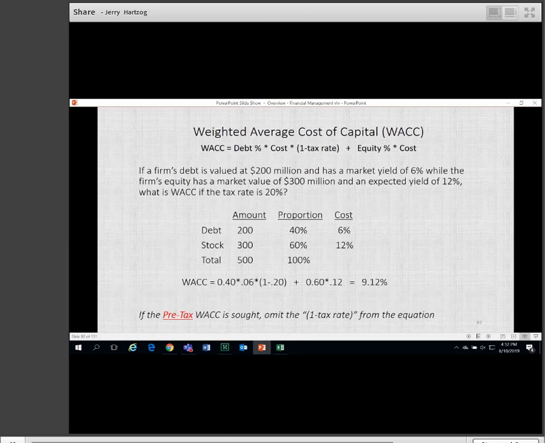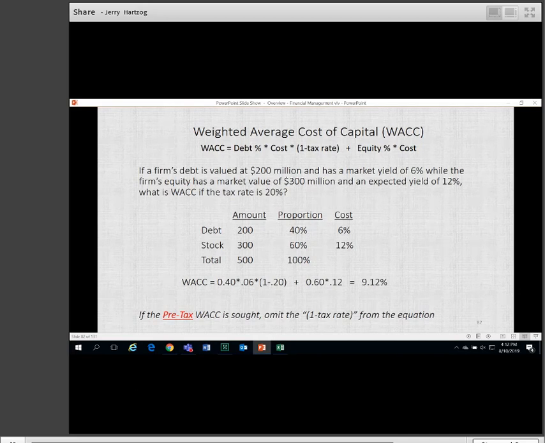Let's look at an example. A firm's debt is valued at $200 million, has a market yield of 6%, while the firm's equity has a market value of $300 million and an expected yield of 12%. What is the WACC if the tax rate is 20%?